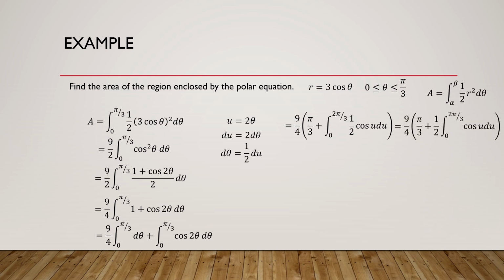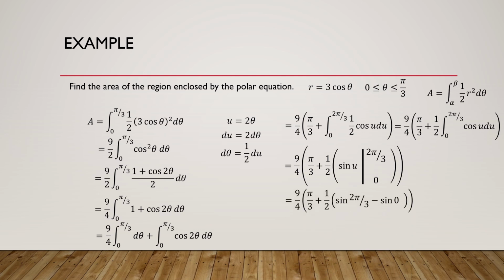Next, move the 1/2 outside the integral as a constant. Taking the integral gives us sine u evaluated from 0 to 2 pi over 3. This gives us 9 over 4 times pi over 3 plus 1/2 times the quantity of sine 2 pi over 3 minus sine 0. Sine 2 pi over 3 equals the square root of 3 over 2, and sine 0 equals 0. Combining again gives us 9 over 4 times the quantity of pi over 3 plus the square root of 3 over 4, or approximately 3.33 square units rounded to 2 decimal places.